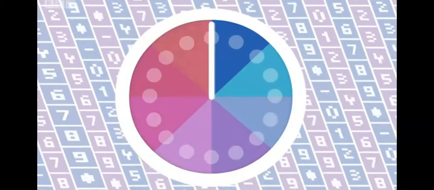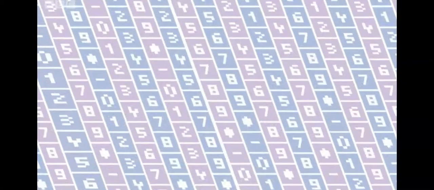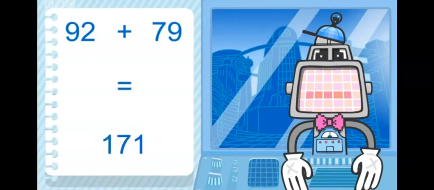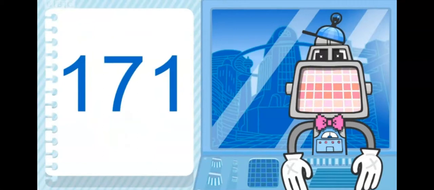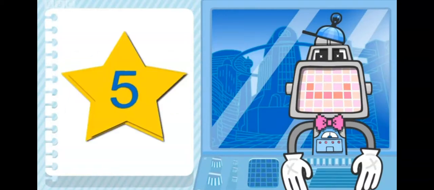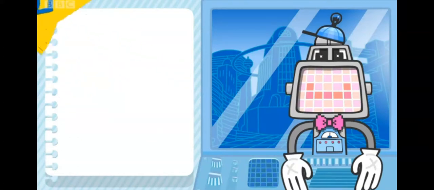What's the answer, Matrix? 92 plus 79 equals 171. So there are 171 people who paid to get into a very crowded church hall. If you got the answer right, you can award yourself 5 points. Any other answer gets no points at all.